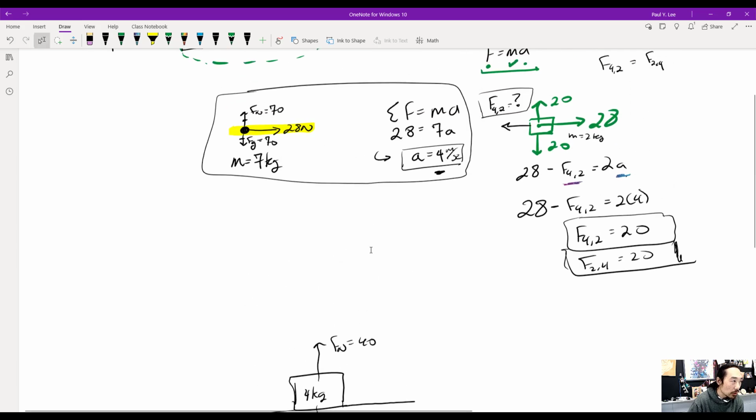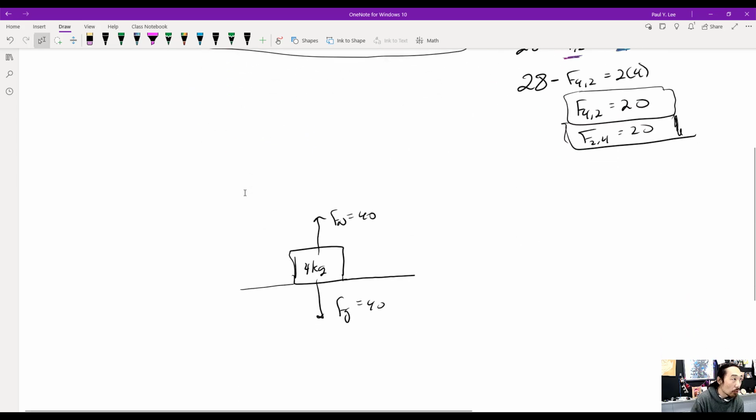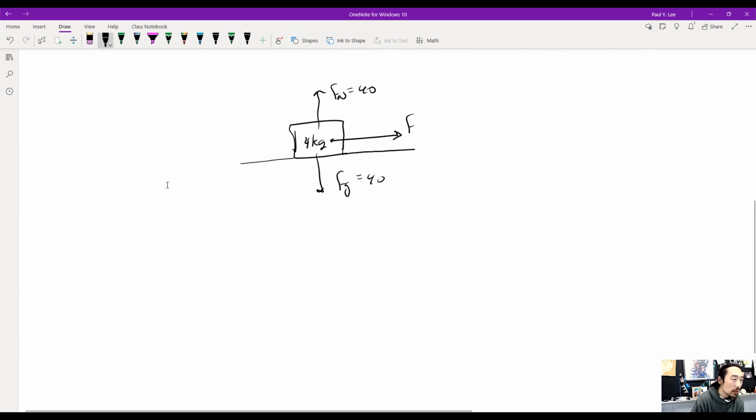But now if we take a look at the situation, we can say that this 2 kilogram is pushing the 4 to the right, and we also have this 1 kilogram object that is pushing the 4 to the left. So we have two forces acting on that object. I'm going to draw that here. This is the force of 2 on 4, and this is the force of 1 on 4.